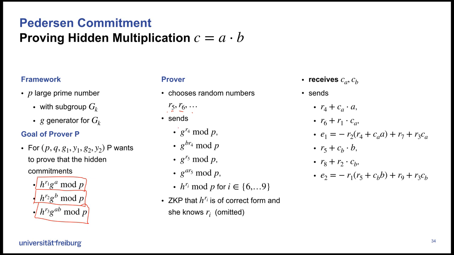And I do the same thing as before. I publish g to the R4, g to the b times R4, g to the R5, and g to the a times R5, and so on. And I think I could make this easier by g and g to the b. No, I cannot do this by g to the b and g to the a, because a and b could have a special structure here. So that's something I can't do. Probably I should have.